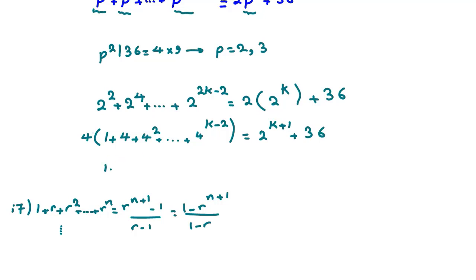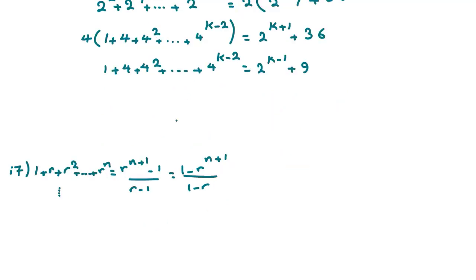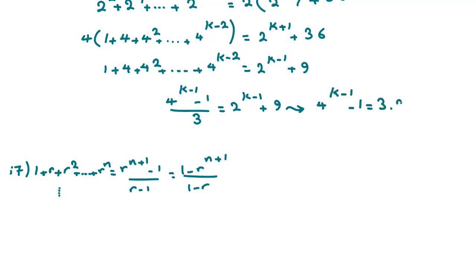Now we divide both sides by 4, so 1 plus 4 plus 4 squared up to 4 to the k minus 2. If we divide by 4, the right side is 2 to the k minus 1 plus 9. If you use this formula, it will be (4 to the k minus 1) over 3 equals 2 to the k minus 1 plus 9. So if we multiply, 4 to the k minus 1 equals 3 times 2 to the k minus 1 plus 27.